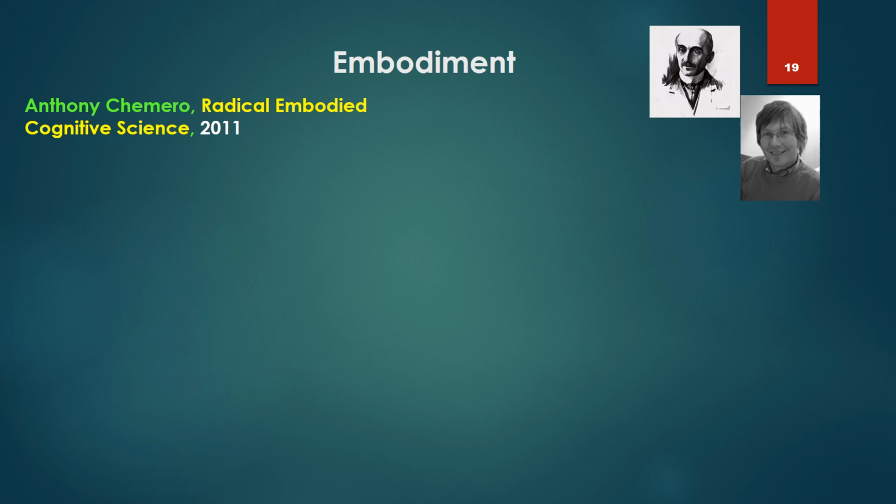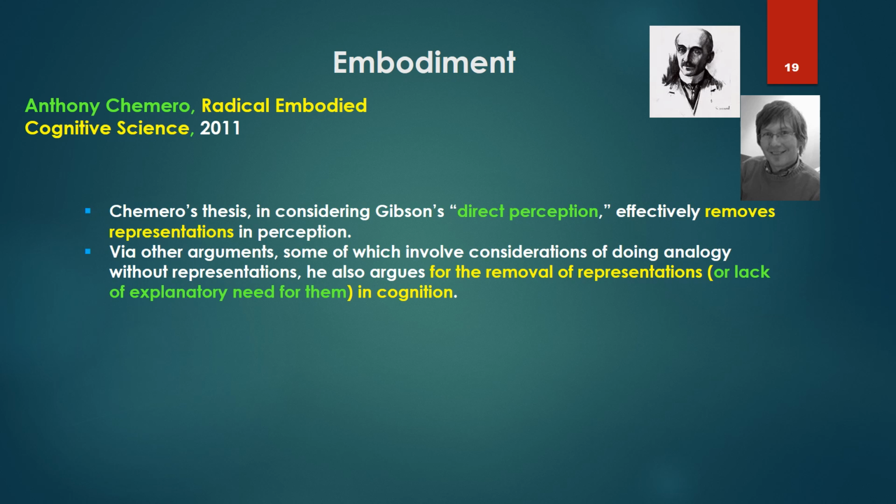So let us move now to Anthony Chemero, his book Radical Embodied Cognitive Science. Chemero's thesis, in considering Gibson's direct perception again, effectively removes representations in perception. Via other arguments, some of which involve considerations of doing analogy without representations, he also argues for the removal of representations, or lack of explanatory need for them, in cognition.